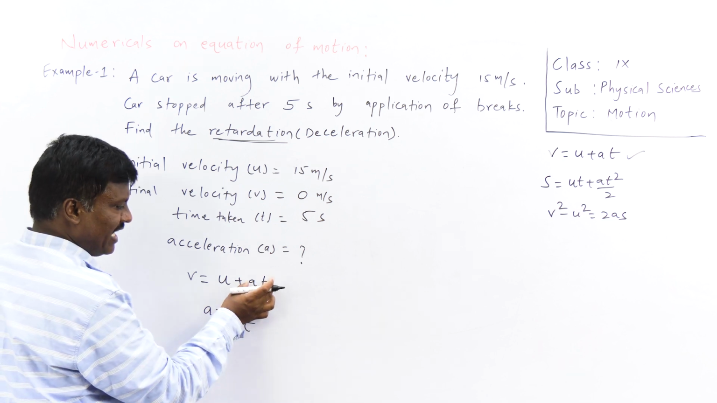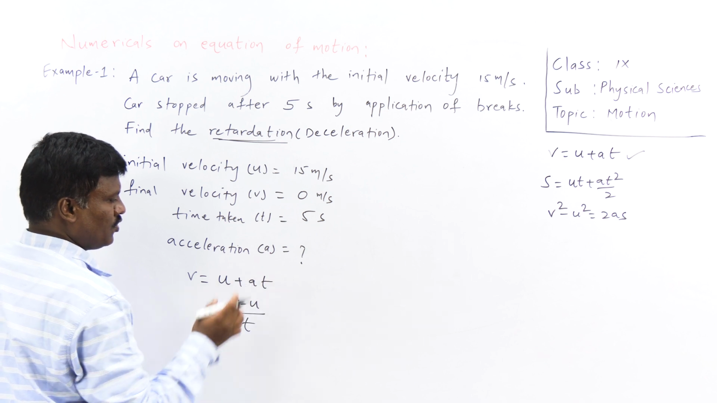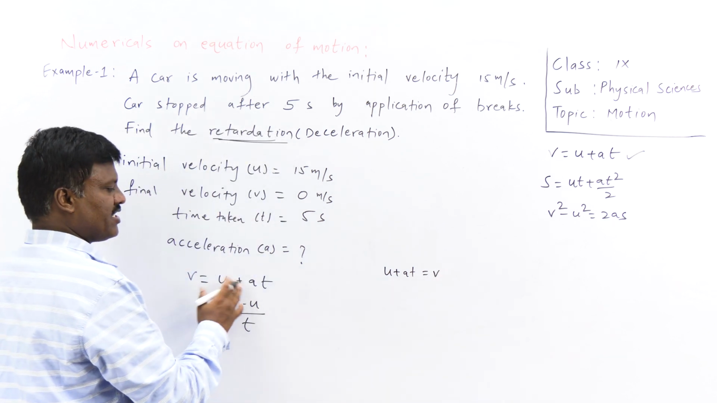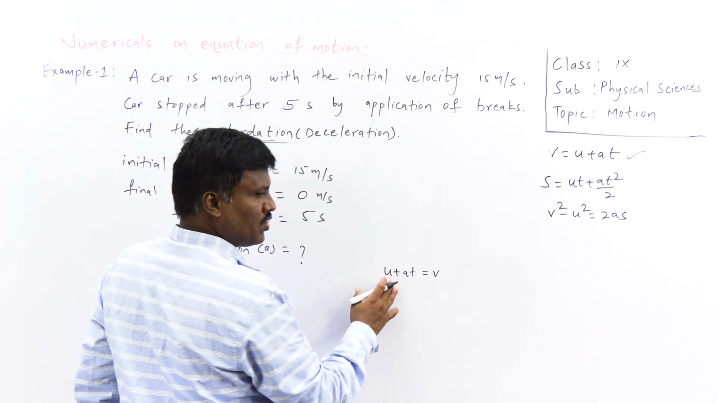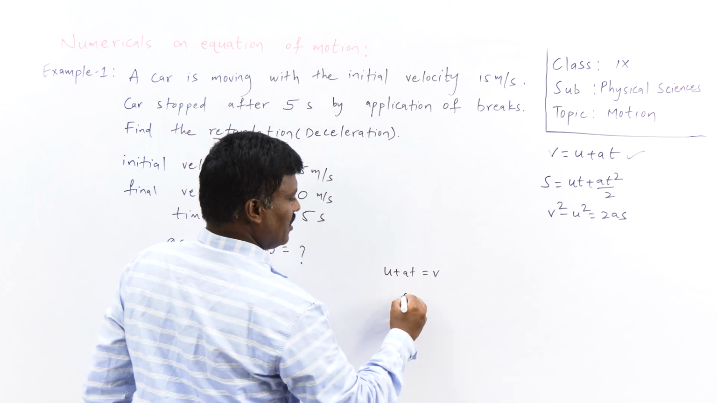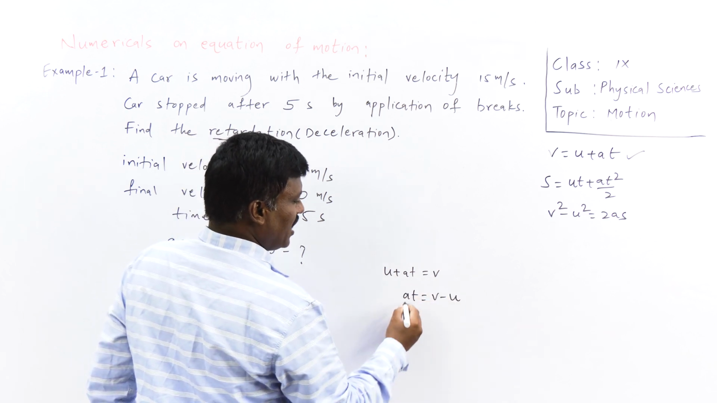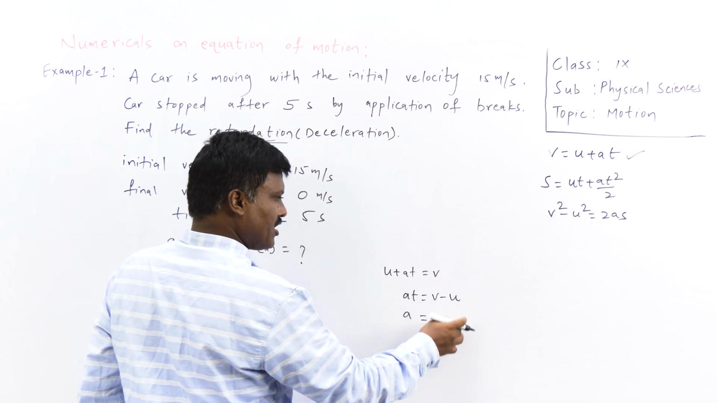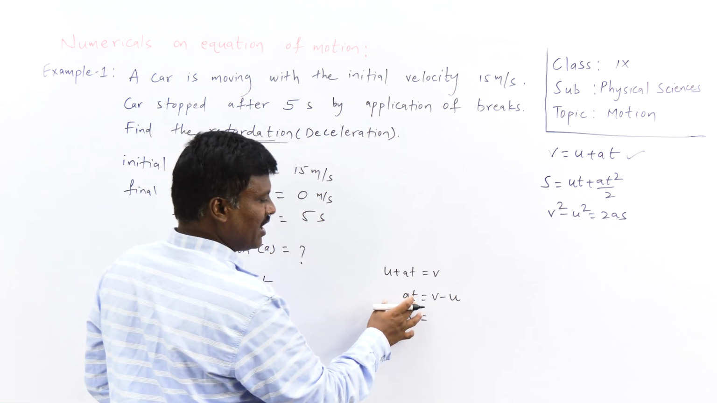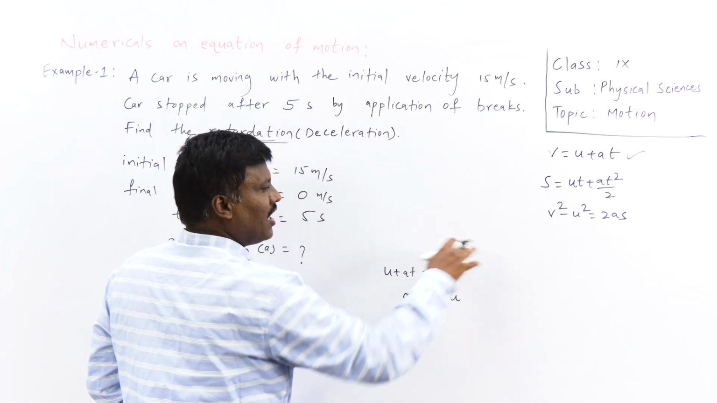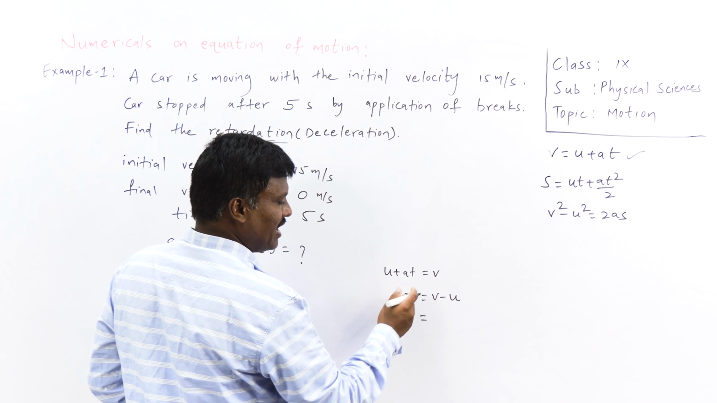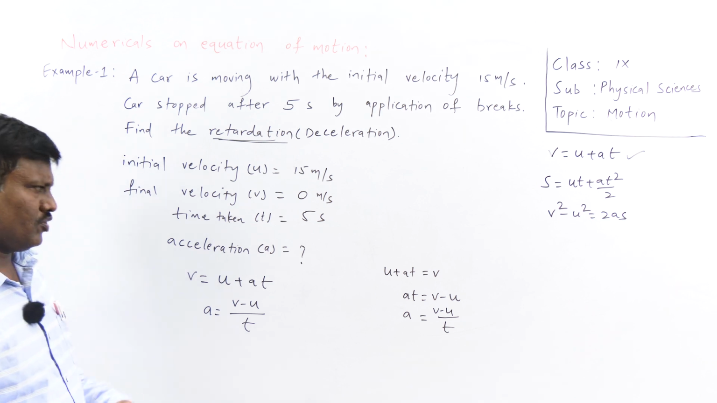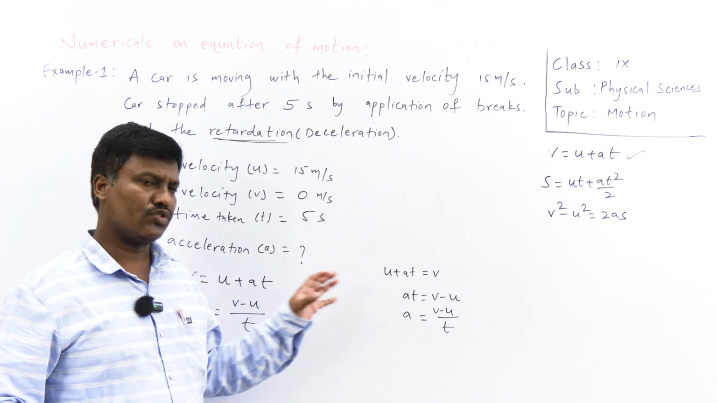How? I want to calculate A. So I write this as U plus AT is equal to V. I have changed LHS into RHS, RHS into LHS. I want to transpose this U from LHS to RHS. Then it will become V minus U. I want only A, I don't want T. I want to transpose this T from LHS to RHS because I want to find only acceleration. Time is not required here. Time I have to bring from LHS to RHS. Time is multiplying acceleration. If you transpose, what happens? It becomes this. So this is the formula. This kind of changing of terms you should learn.